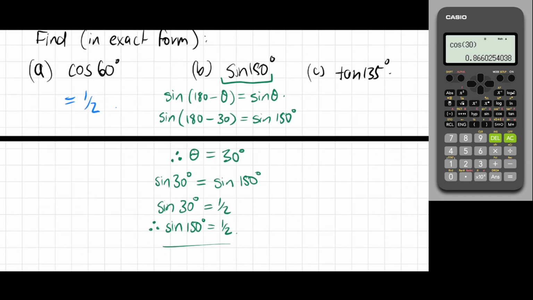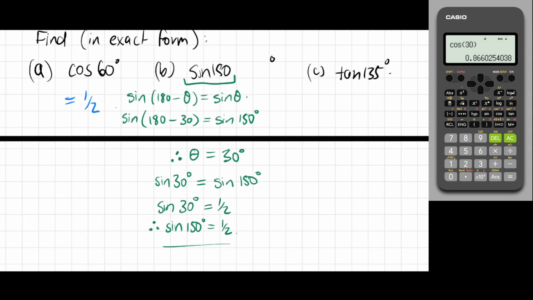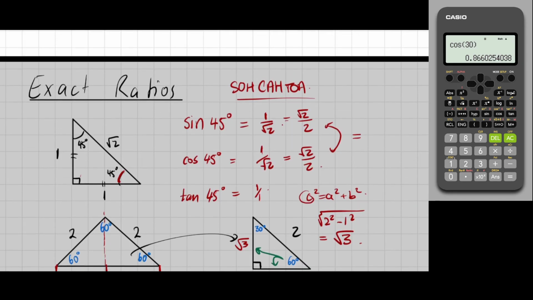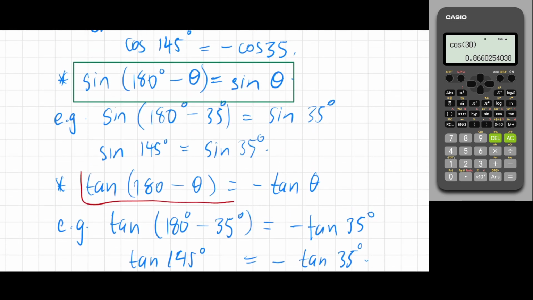Right, now, if you didn't quite get that one, that's fine. We're going to practice doing another one of those. Okay? And we're going to practice it with this tan. And we'll do this one in red. Okay, tan 135 degrees. Let's go up and look at the rules. Okay, the tan one I'm using is this one.